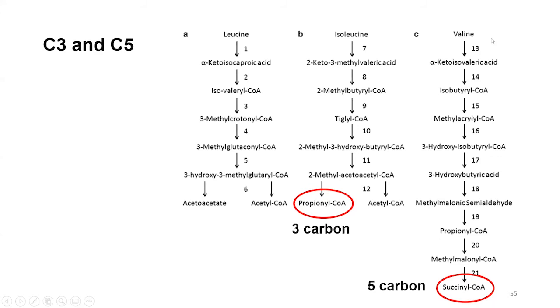Similarly, when you break down valine, the end result is succinyl-CoA. Succinyl-CoA is part of the TCA cycle. It's a 5-carbon containing fuel. And so the C5 carnitine is a succinyl carnitine. It's primarily generated from succinyl-CoA from valine. So when C3 and C5 carnitine are increased, it's a pretty good indicator that what you're seeing is increased catabolism of amino acids.